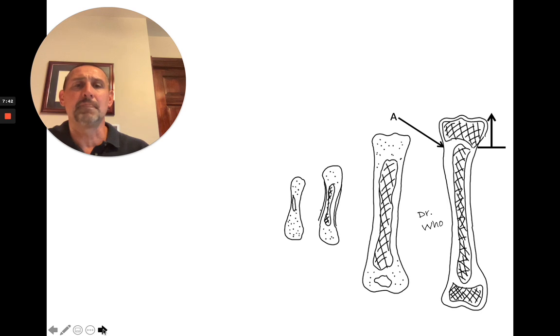Here's an example of how bones grow. You'll notice little specks there. That's where it's mostly cartilaginous. It becomes more ossified. That center cavity begins to widen, and then that dense bone starts to form on the outer layers. A is pointing to the epiphyseal plate, the growth plate, and bones grow from that point out.